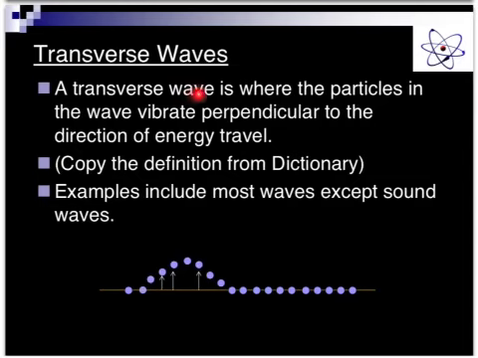A transverse wave is where the particles in a wave vibrate perpendicular to the direction of energy travel. Remember the definition? Examples of transverse waves include most waves, except sound waves, which are longitudinal. Look at this diagram here. This wave is traveling to the right, but each particle is moving perpendicular to the direction of travel of the waves.